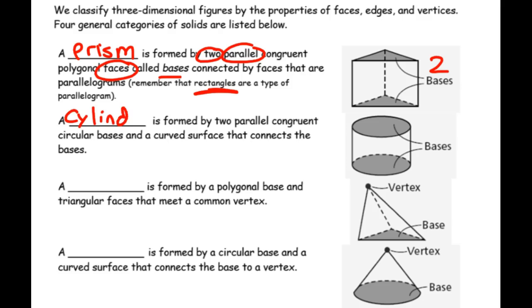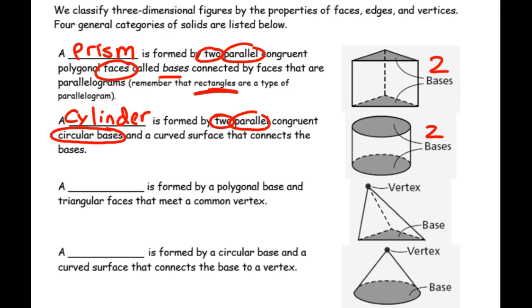Next one we said was a cylinder. All right. Again, 2 parallel bases that are circles. Okay. So again, 2 bases, and the side of it is a curved surface. So you tell me, is this curved surface a face? No. Not a face, not flat. Okay. All right. So those were the 2 bases.